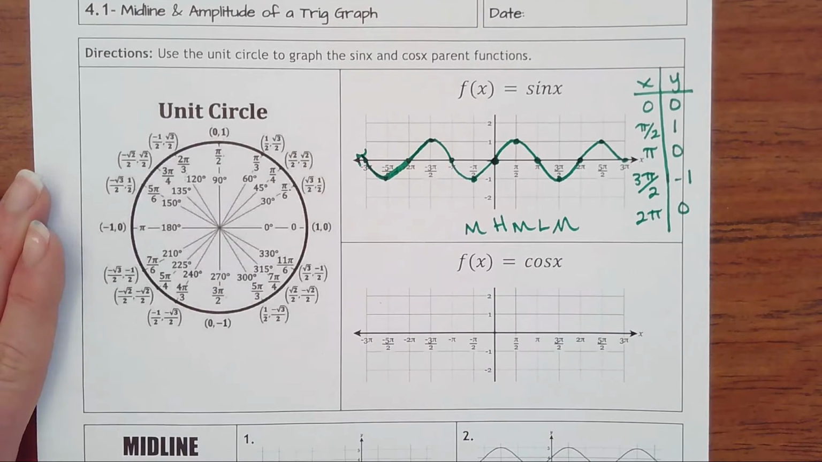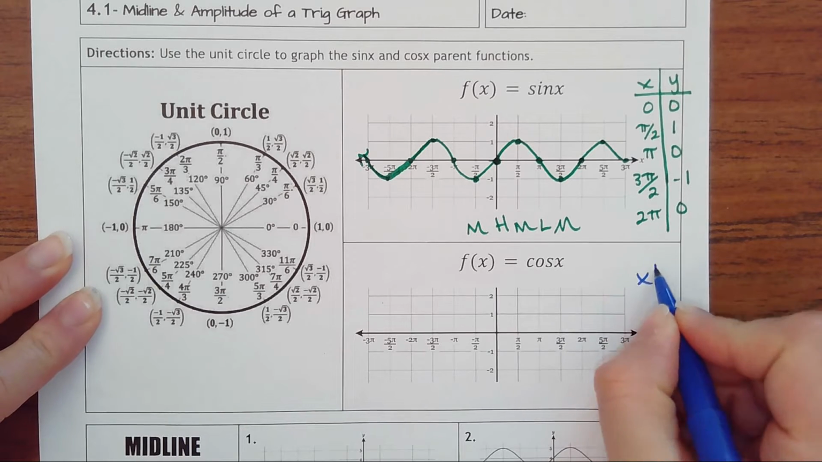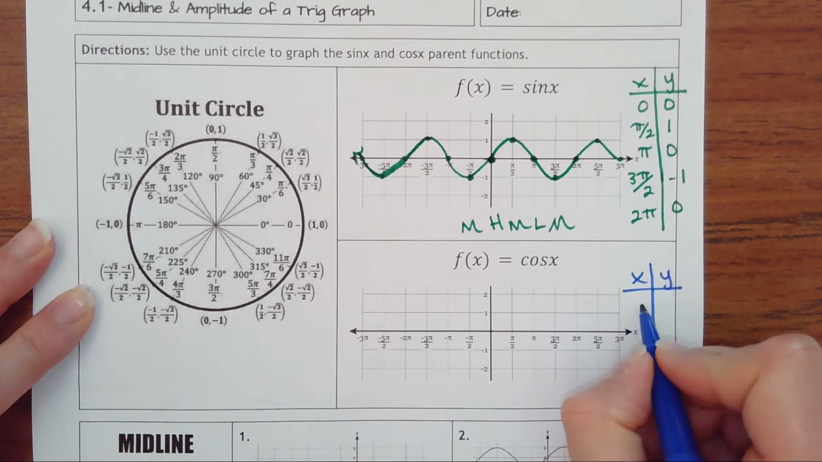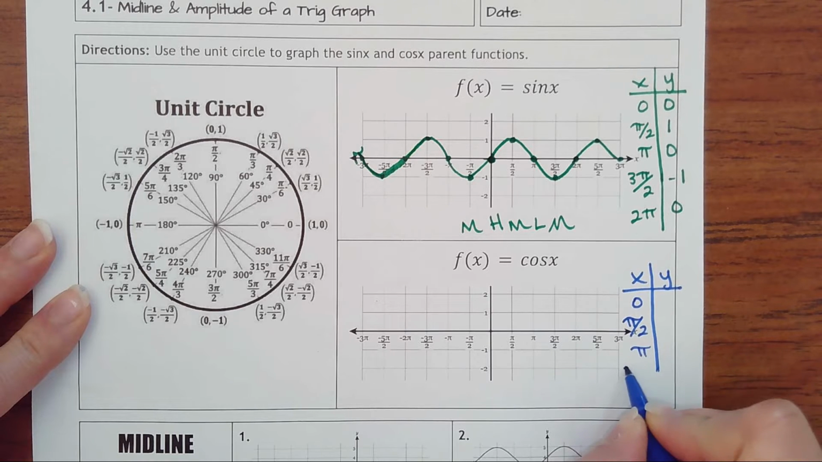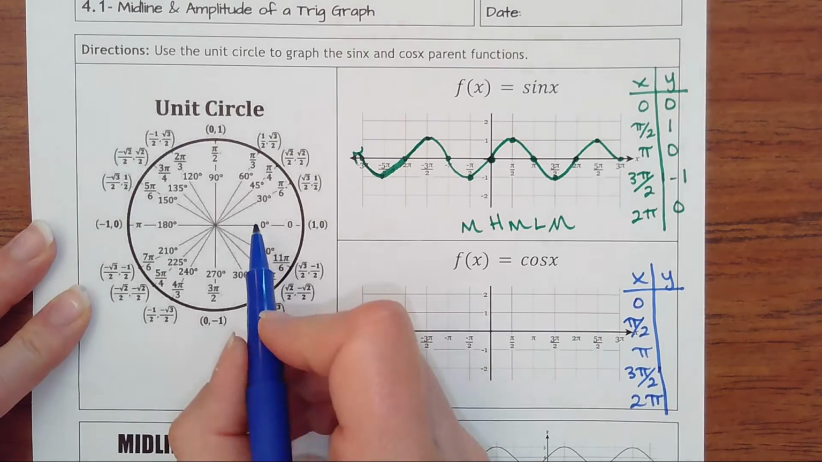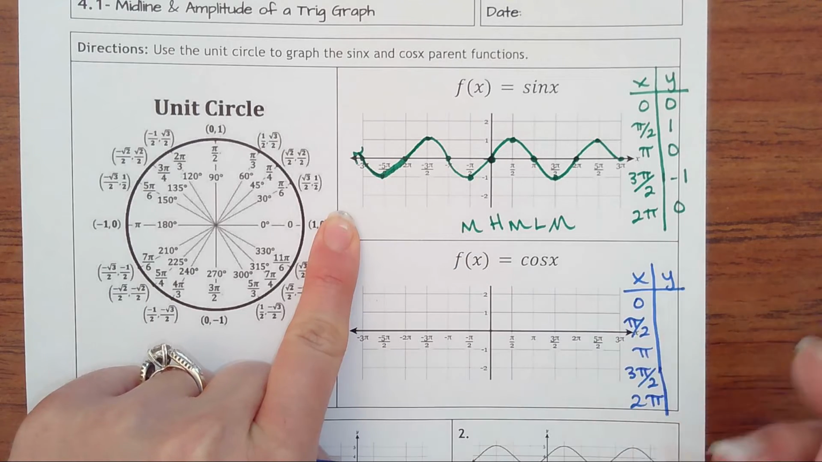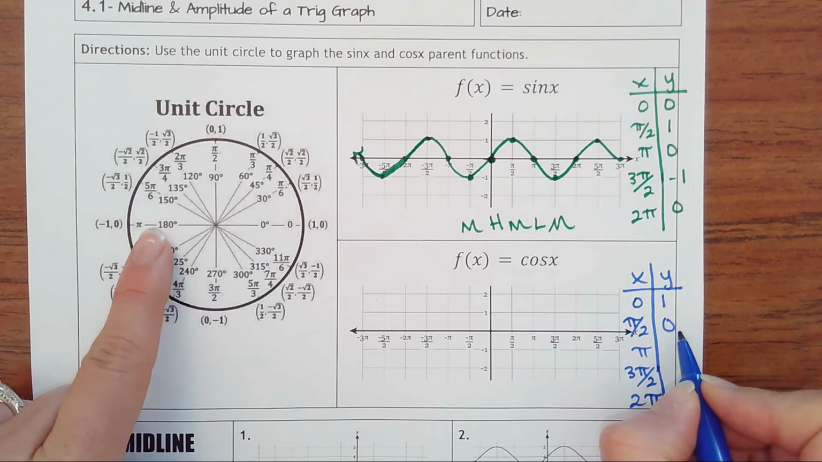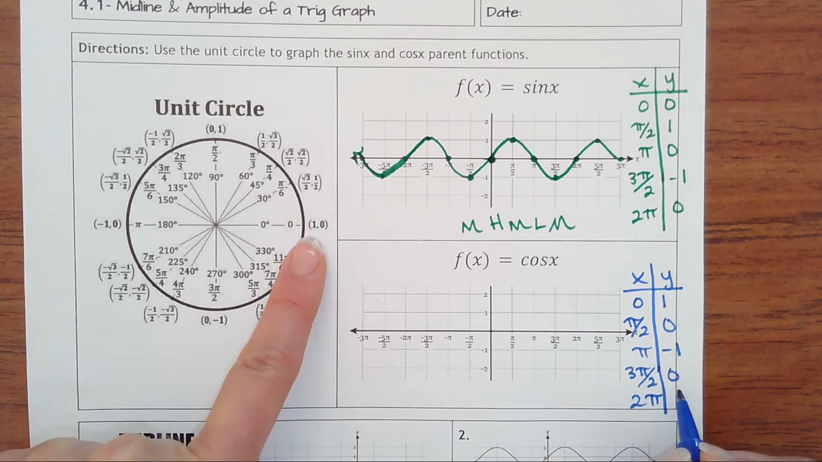Okay, so let's graph cosine. Let's make another little XY table. Okay, and we're going to use the same x values, our radians, all the way around the unit circle. So we'll have 0, pi over 2, pi, 3 pi over 2, and 2 pi. This time, though, since we're doing cosine, cosine is the adjacent leg of the triangle, or the x value. So here at 0, our x value is 1. And then our x value at pi over 2 is 0. At pi, our x value is -1. 3 pi over 2, it's 0. And at 2 pi, it's back to 1.